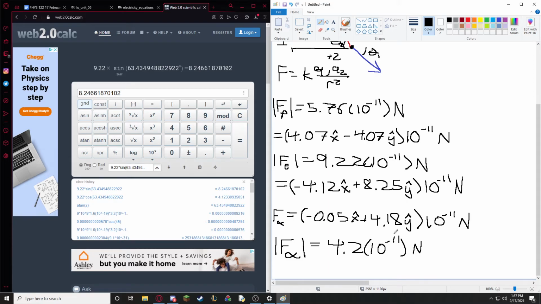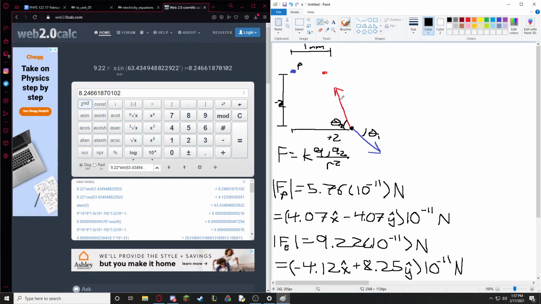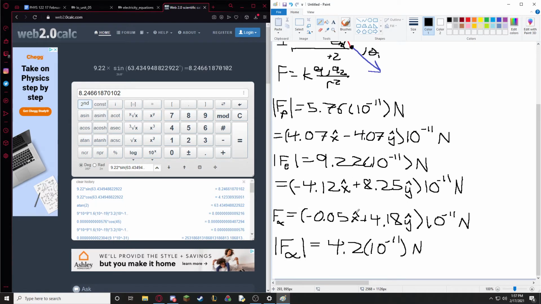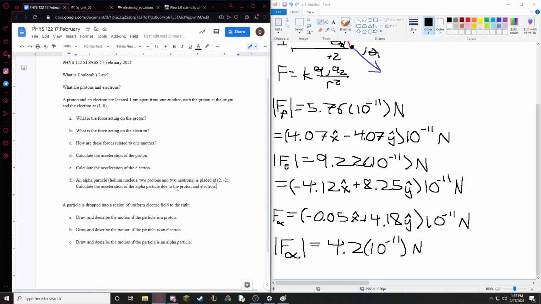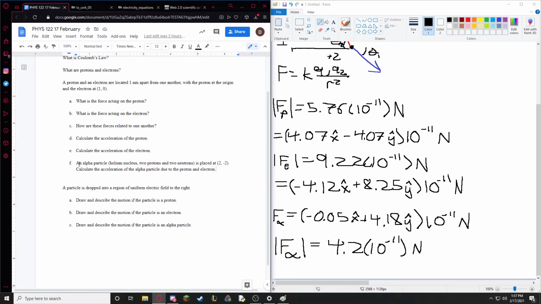So we've gone ahead and calculated our force acting on our alpha particle. We could also calculate this angle as well, but no one cares about that. So now we've calculated our force. What do we want to do if we want to calculate the acceleration of the alpha particle? Divided by the mass. Yep, exactly. We're going to divide by the mass.